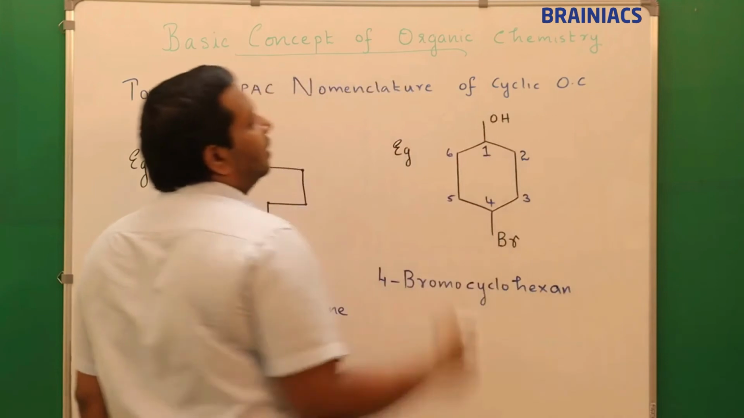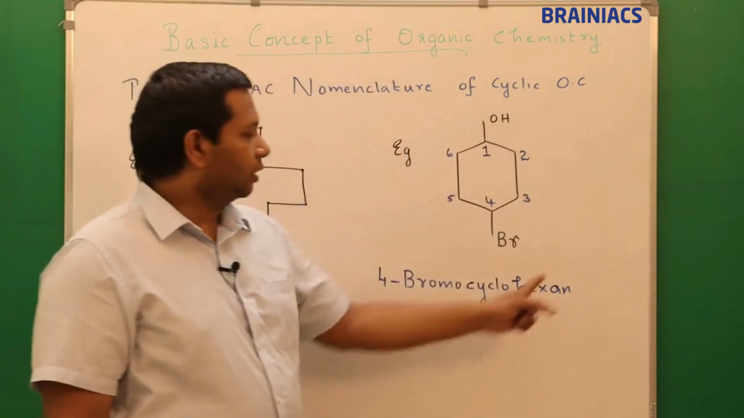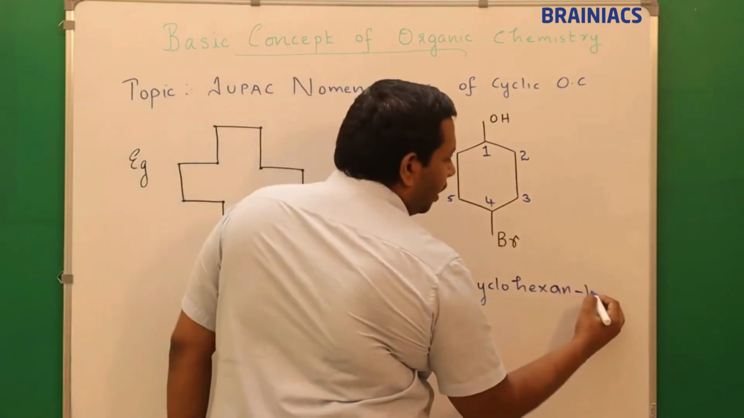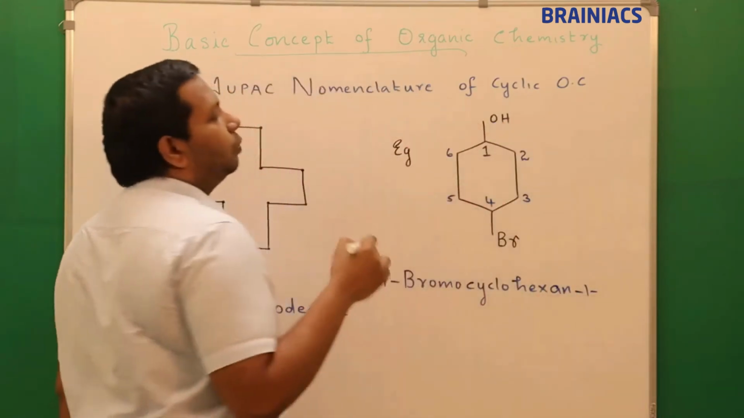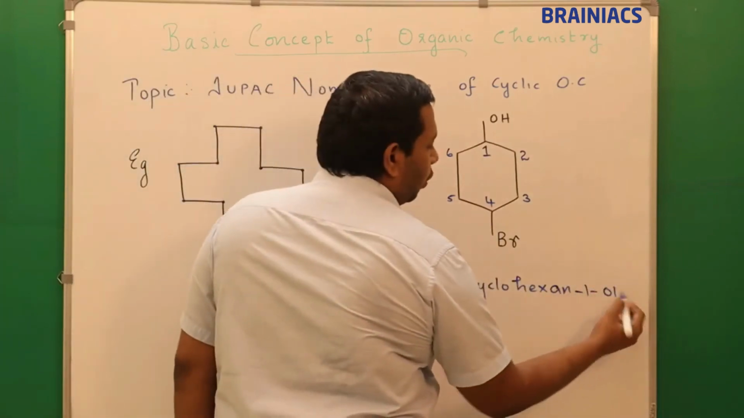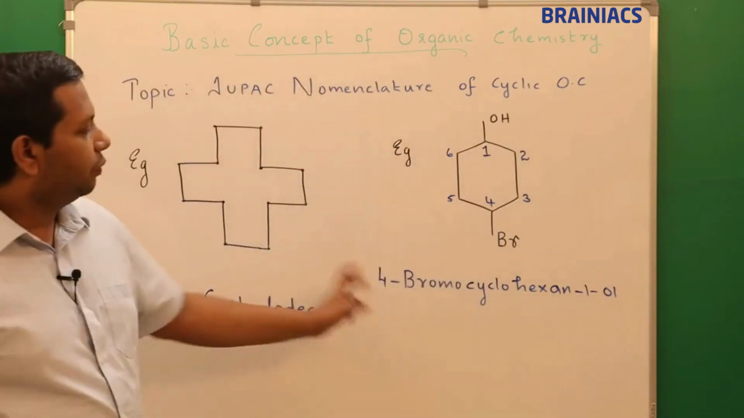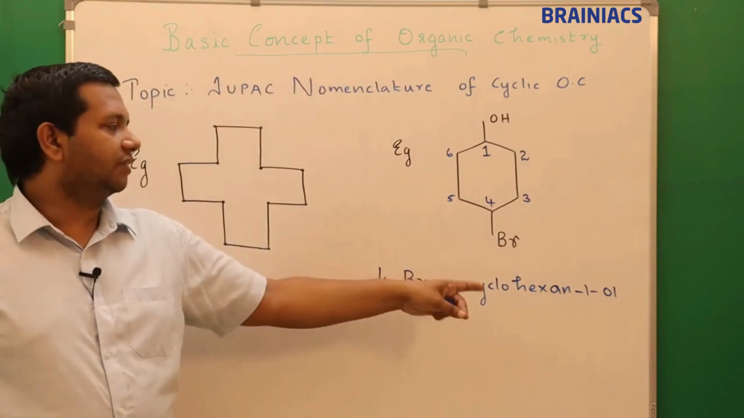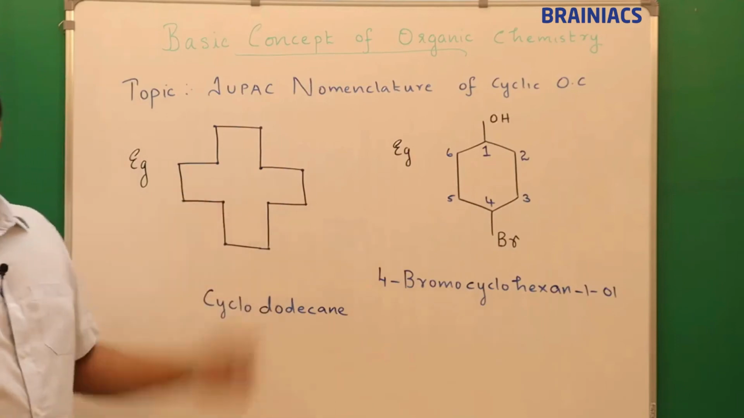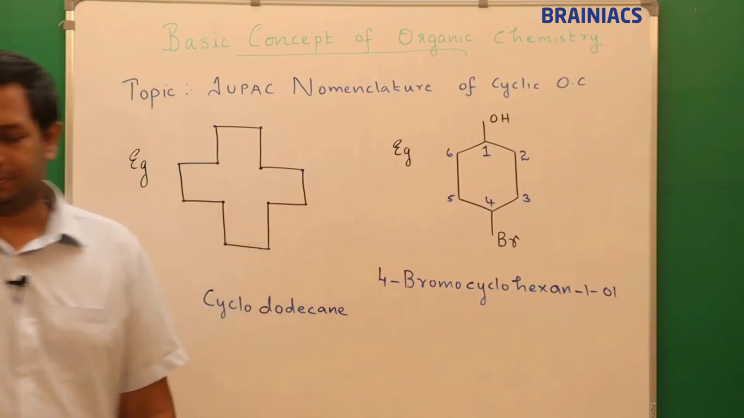But you know that there is a 2 degree suffix also, so the e is removed. At position number 1 you have the OH group, so whenever it acts as a functional group the suffix used should be ol. So I got the answer 4-bromocyclohexan-1-ol. So that is the answer. Okay, we will go and discuss the next question.